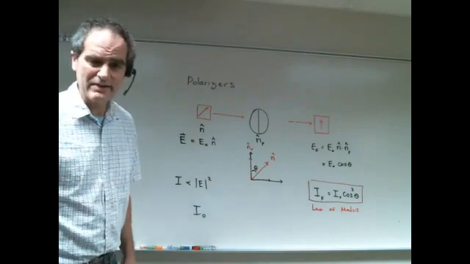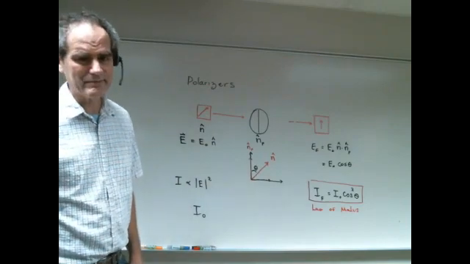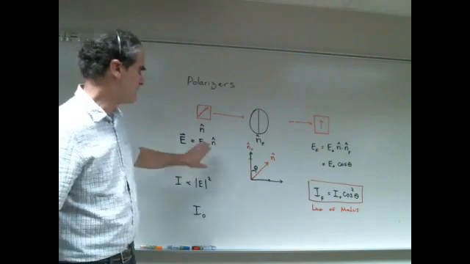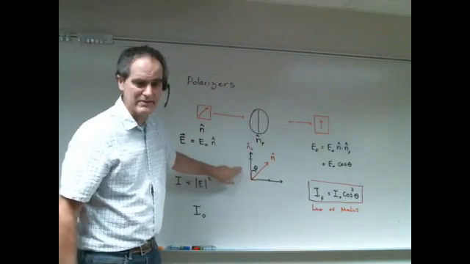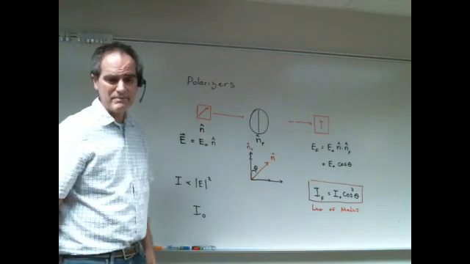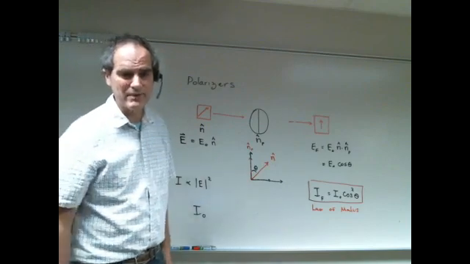In any event, that's what a polarizer does to a linearly polarized wave. But more generally, for any type of polarization, of course, it just selects out the component polarized parallel to the transmission axis of the polarizer.